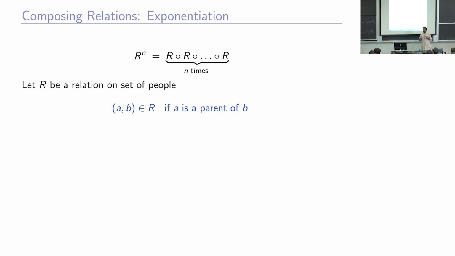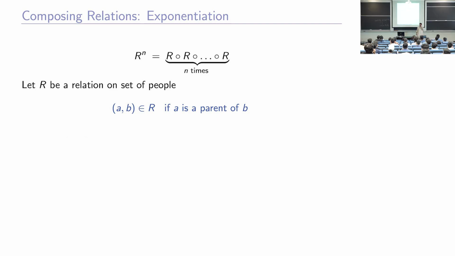Let's just think about it so that you understand. Let's say R is a relation where A is a parent of B. It's a relation on the set of people. A is a parent of B. What will be R squared? What is the relation R composed with R?